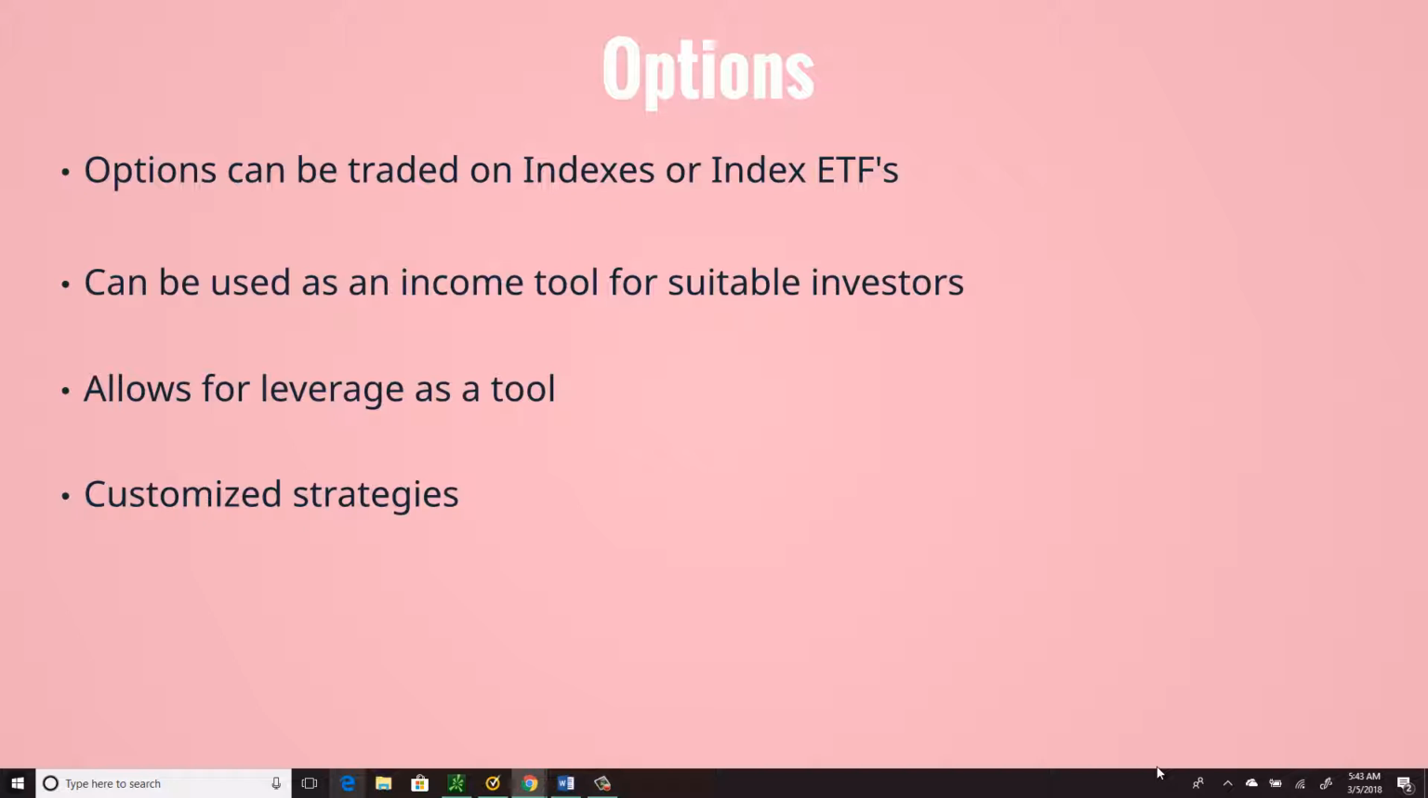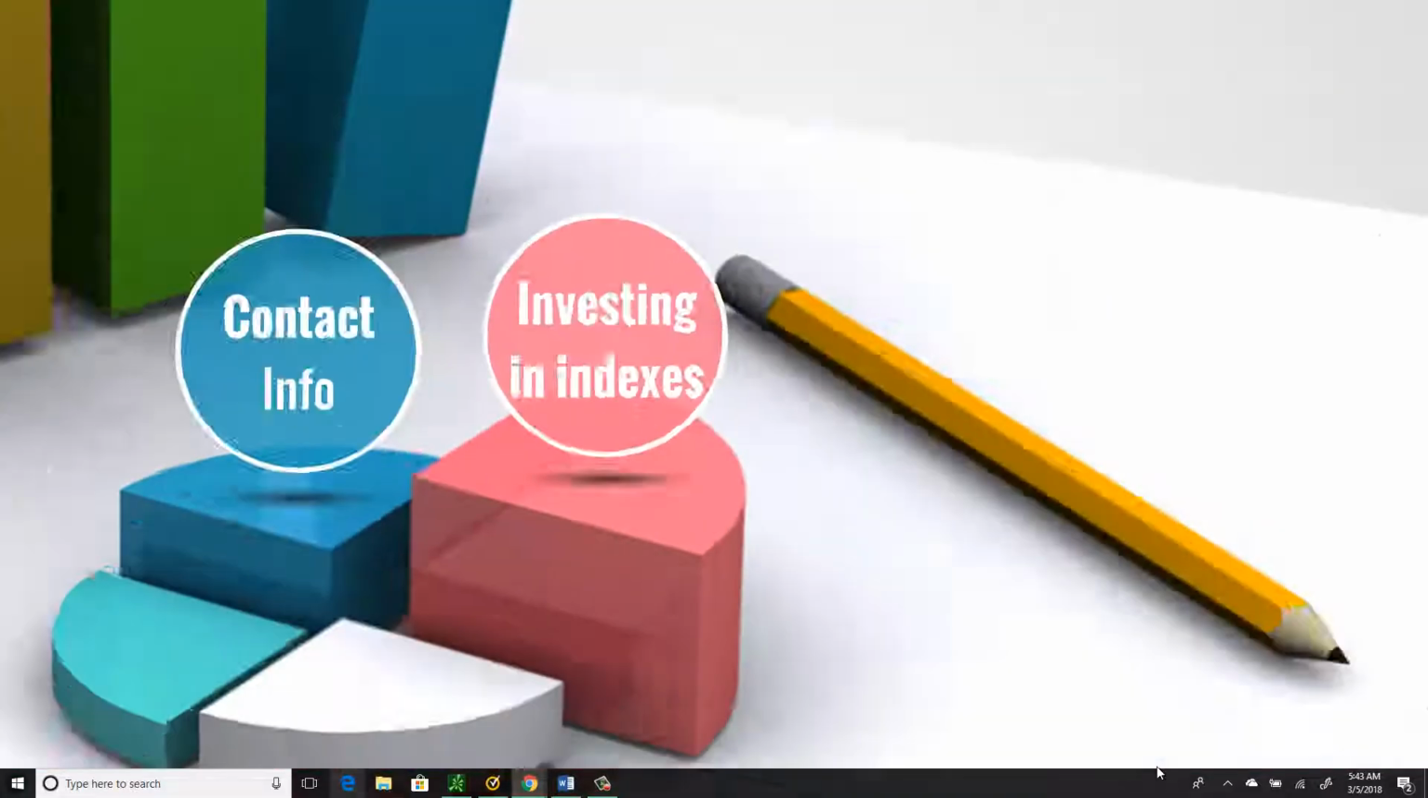better tax advantage. It can be used as an income tool for suitable investors when they understand some of the things around selling what are called calls and selling puts around different indexes. It does allow for leverage as a tool and can allow for customized strategies. On our YouTube channel, we have many more videos around options. And if you want to learn a little bit more about options, please just go ahead and watch some of those videos. We'll put them in the links down below. But options are a way that an investor can access these indexes.